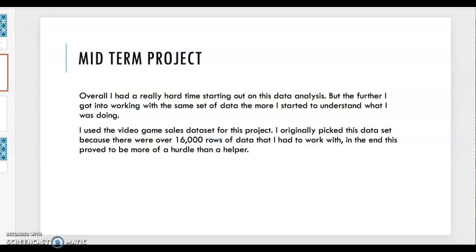My midterm project, overall I had a really hard time starting out on the data analysis, but the further I got into working with the same set of data, the more I started to understand what I was doing. I used the video game sales dataset for this project. I originally picked the dataset because there were over 16,000 rows of data that I had to work with, and this proved to be more of a hurdle than a helper.